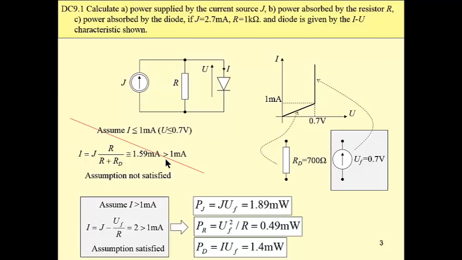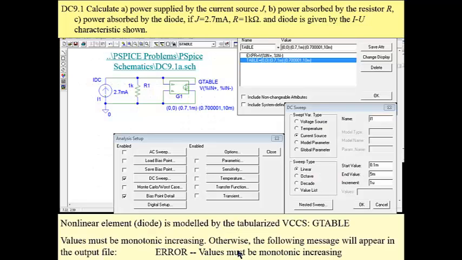For this segment, we replace the diode by a 0.7 voltage source, and immediately we may find all three powers: current source power, resistor power, and diode power. Obviously, power balance is satisfied. We may verify this solution by means of PSpice Schematics.